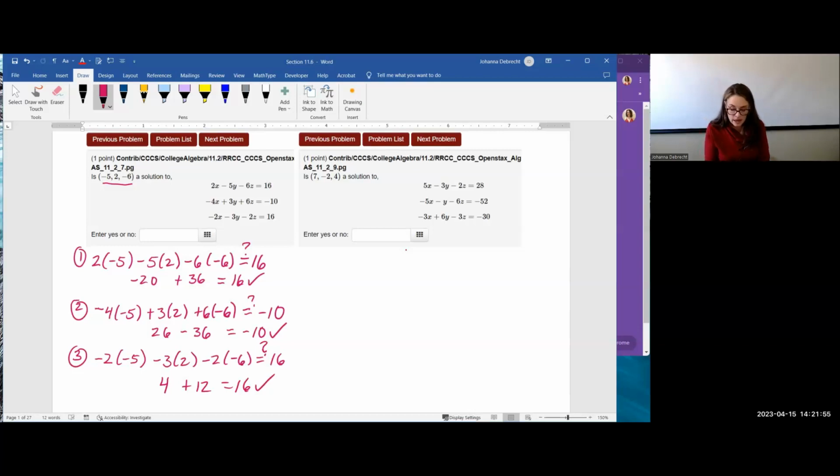What does that mean? If I were to augment this and row reduce it, that's what it's called using the Gaussian elimination method or Gauss-Jordan method, I would get that x equals -5, y equals 2, and z equals -6. Now what I'd like for you to do is check the solution in the second problem on the right. Pause the video, work it out, then turn it back on to compare.